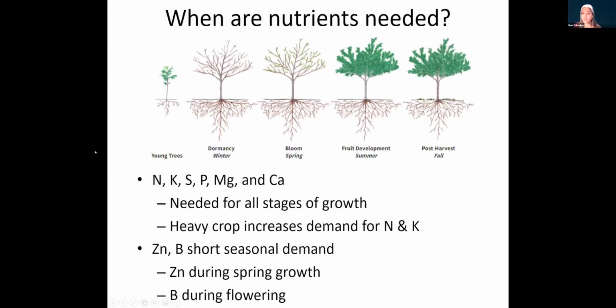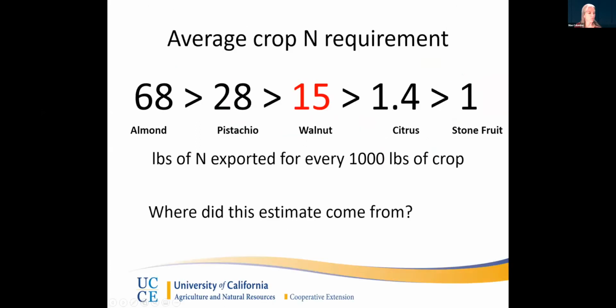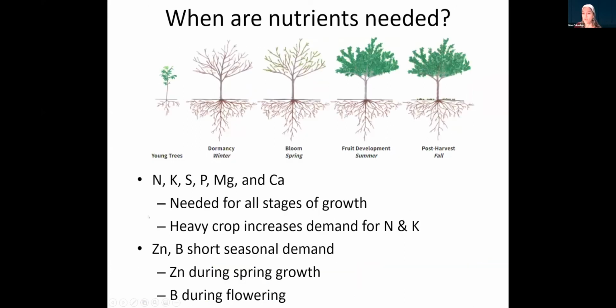So when are nutrients needed? Okay, so I mentioned that some are needed at all stages of growth. So you've got your nitrogen, potassium, sulfur, phosphorus, magnesium, and calcium are all needed at all stages of growth, although only nitrogen and potassium are really known to become limiting in California orchards. So with the heavy crop, increases our demand for nitrogen and potassium.